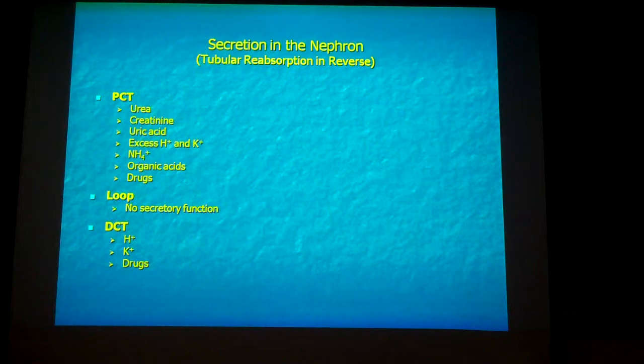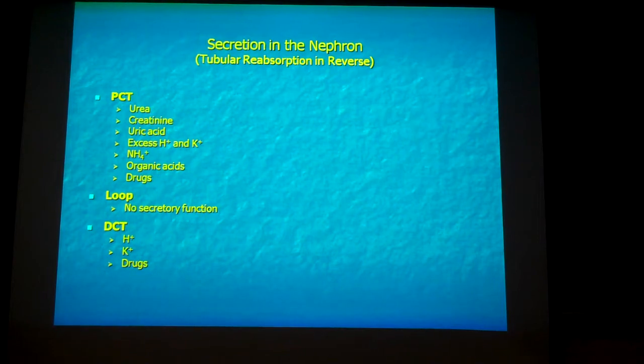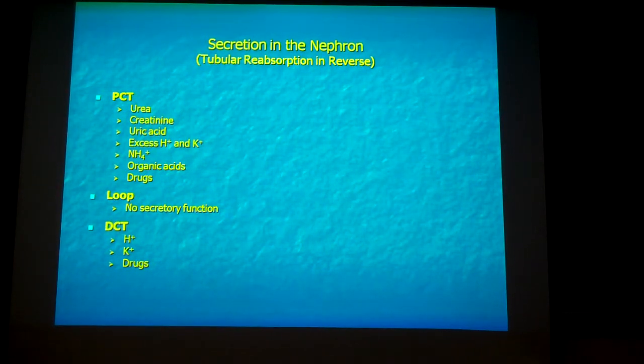Proximal tubule absorbs a little bit of creatinine, a little bit of uric acid. It's capable of getting rid of hydrogen ions if we're deficient in it. Also potassium, ammonium, organic acid, drugs. The loop, no secretory function at all. Distal tubule, it can also work with hydrogen, potassium. It can also get rid of various drugs for us by secretion.